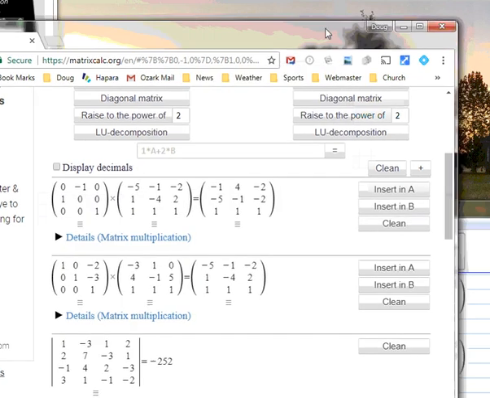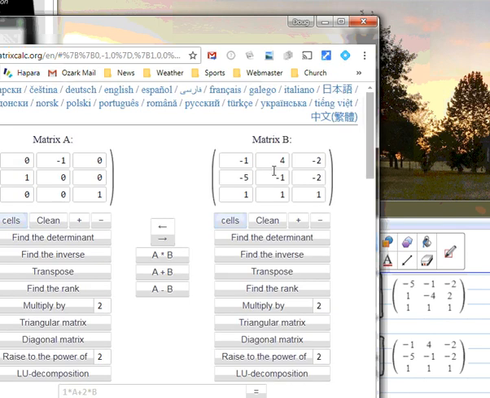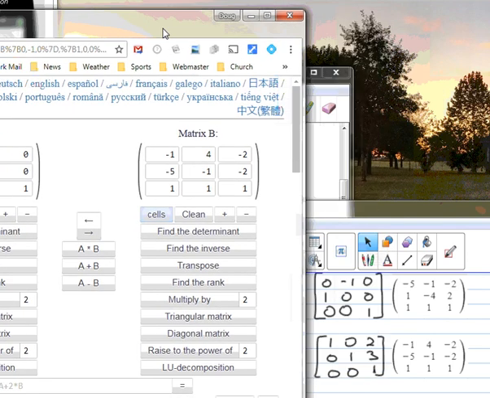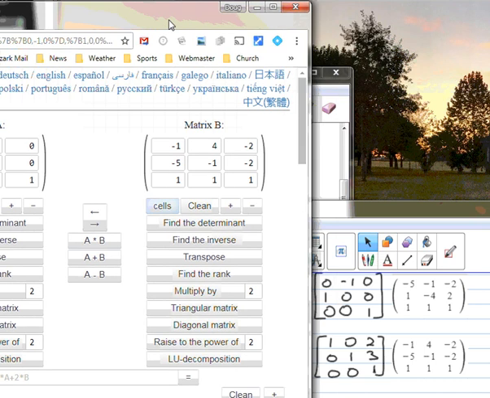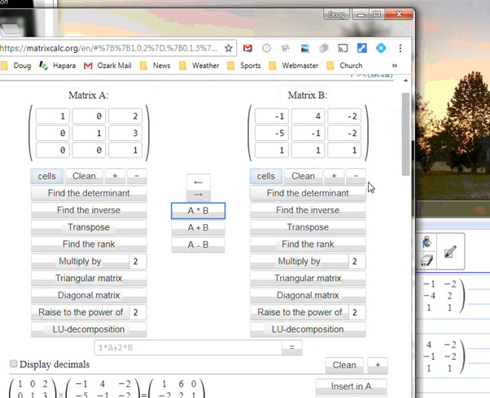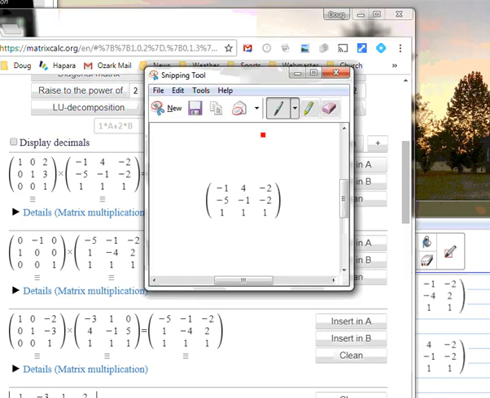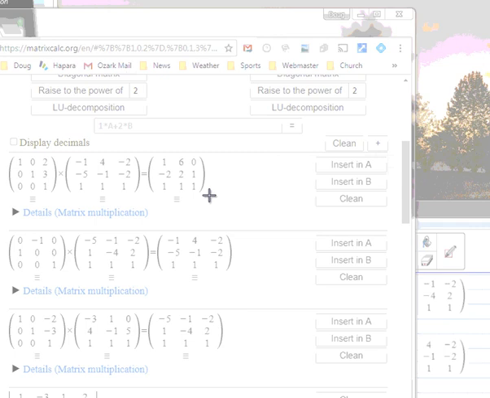So let's see, that -1. So I need to send that to matrix B, -1, 4, -2. There you go. And I need to do my rotation. What is it, a 2 and a 3? And we'll multiply those together. And that produces our answer, which we need to interpret as vertices in a triangle.